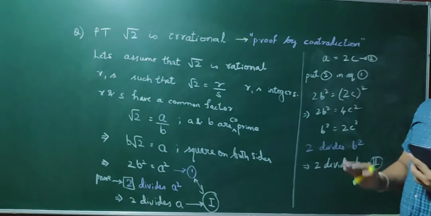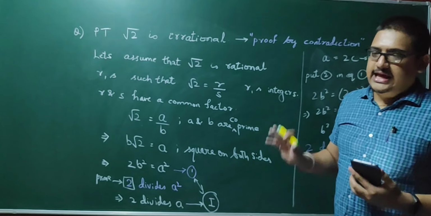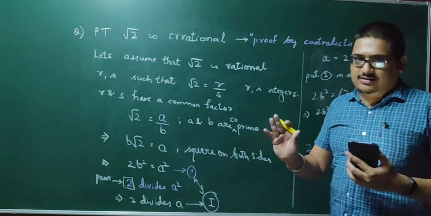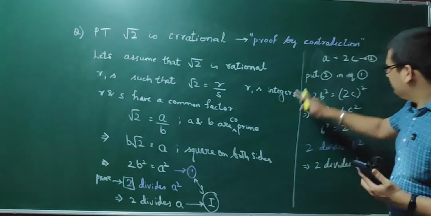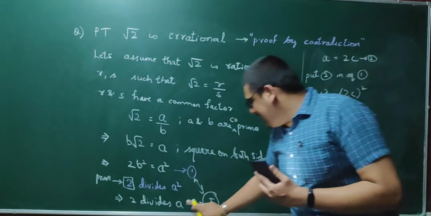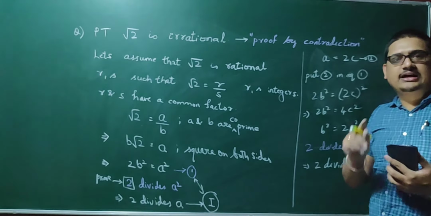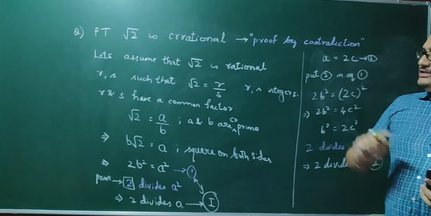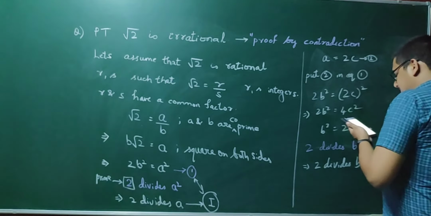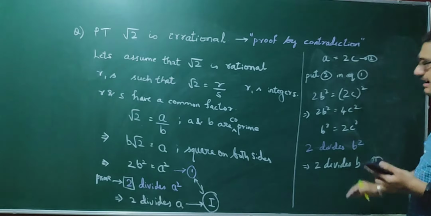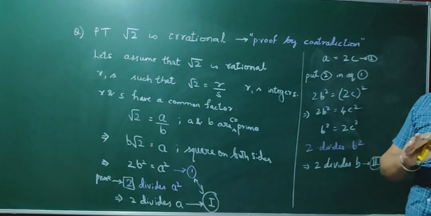Directly we should not assume this. So, in the beginning we said that A and B are co-primes. A and B have no other factors other than 1 as common. But we have proved that 2 divides A as well as 2 divides B, which means that A and B have a common prime factor other than 1, which contradicts our initial assumption. So, we can say that this contradiction has come because root 2 is irrational.